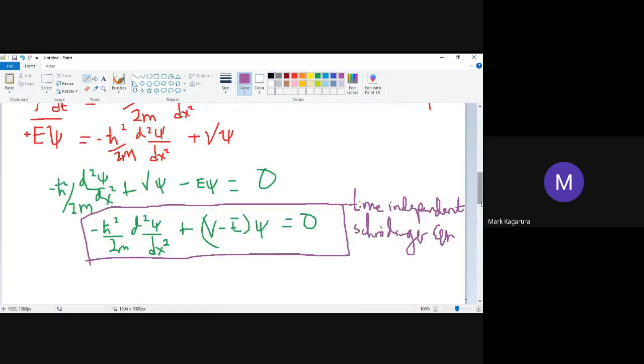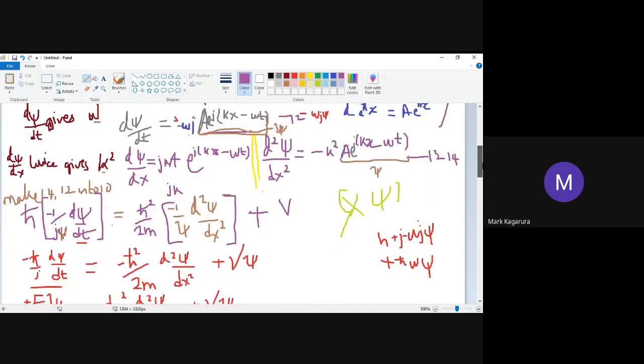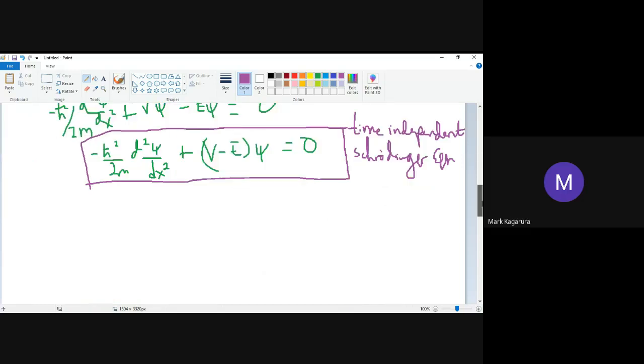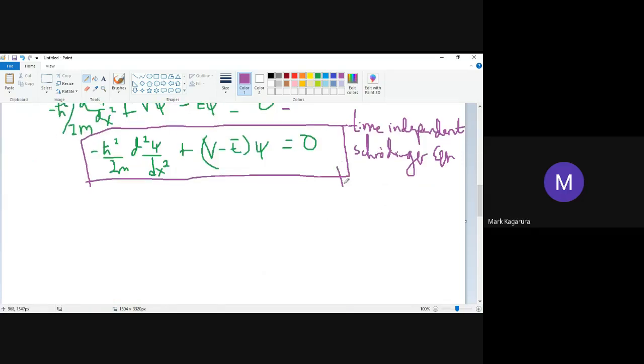And it's written slightly differently. Sometimes the E phi is on this side. That would be 15, 16, 17, 18, and then 19. So that's the time-independent Schrodinger equation.